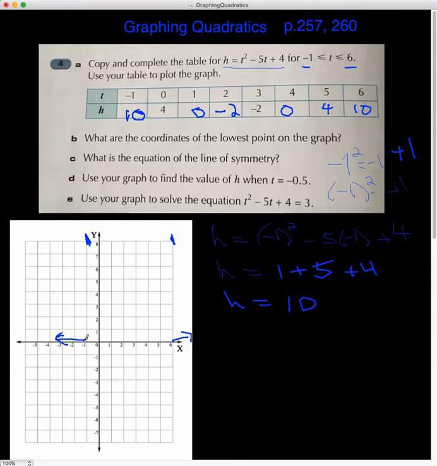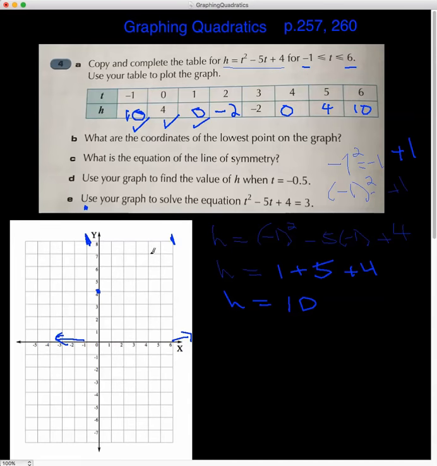So -1, 10. Wow, that's way up here. This is a really high point. I didn't notice that the graph was too small. So let's try the other points and see how they look. 0 is at 4. Okay, so this is the point (0, 4). Got that one, got that one.